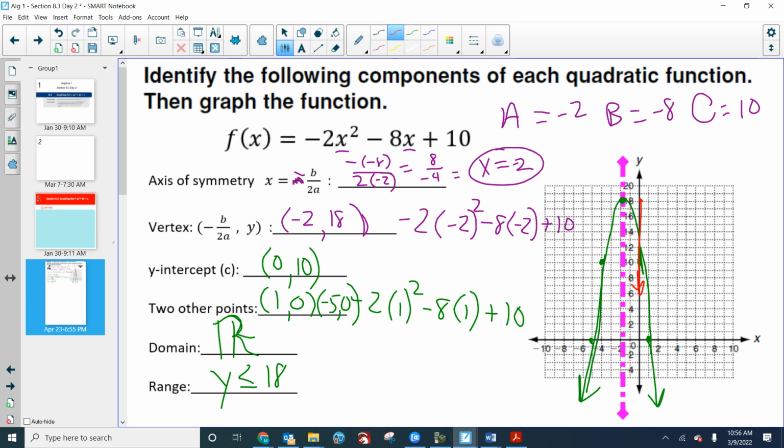Is the vertex a maximum or a minimum? What's your thoughts? You say maximum. Yeah. How many say it's a maximum? How many don't know? How many don't care? Thank you for your honesty. Maximum means it's the highest point of the parabola. Is my vertex the highest point? Yeah.